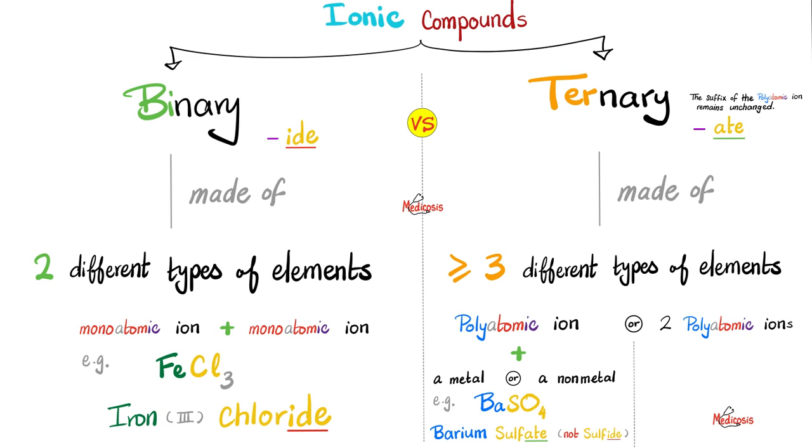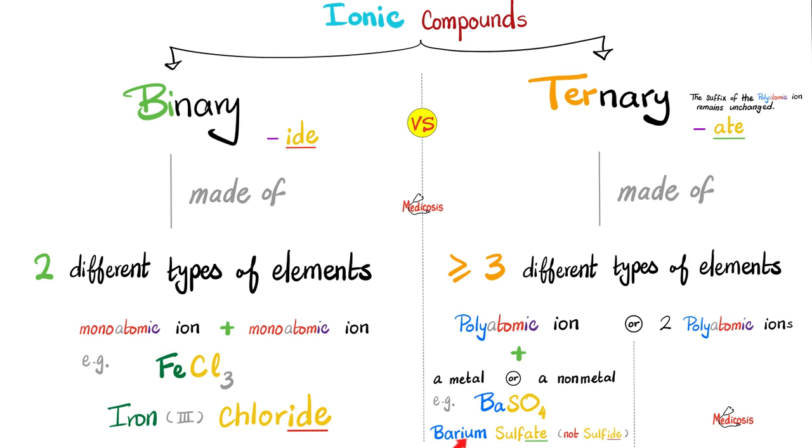And to differentiate between iron 2 and iron 3, you write Roman numerals. So this is iron, Roman numeral 3, chloride. How about an ionic compound made of 3 or more different types of elements? What do you call that? Ternary ionic compound. Ternary or tertiary, trio, 3. And these 3 different types of elements could be a polyatomic ion.